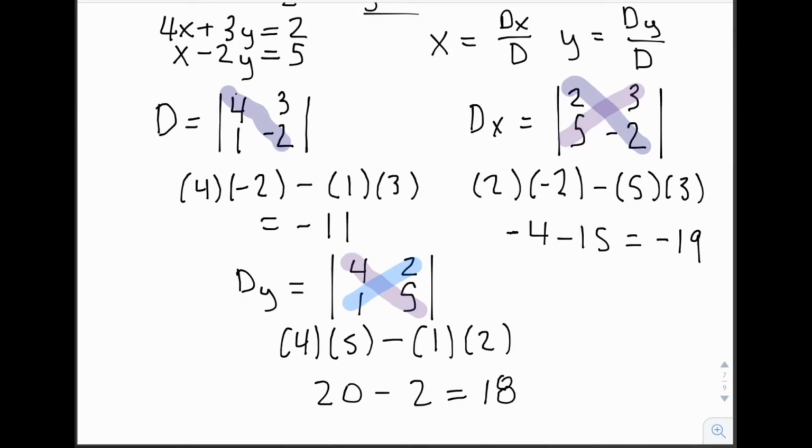So we know our determinant is equal to -11. We know our determinant of x is equal to -19.